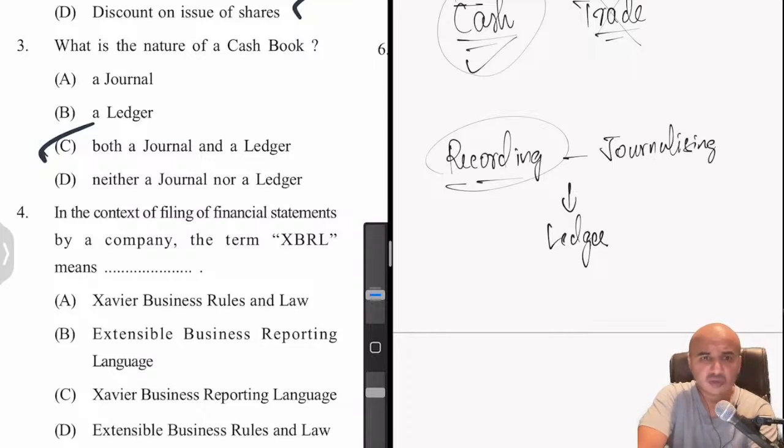So there are such questions in this paper. I'm sure there will be such questions in your paper as well. Whichever attempt you will be writing, you will also get such types of questions. So in such cases, what can you do? It's very difficult to answer.